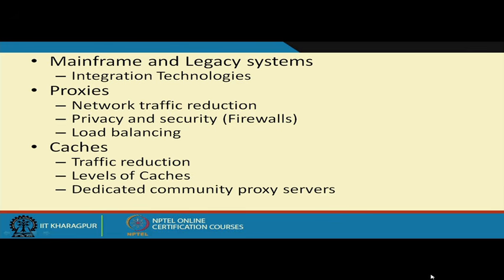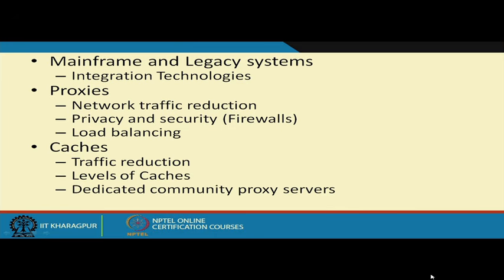Then these proxies also help in privacy and security of the network of the organization, and they can provide firewalls, because all your requests will be going through only a few proxies. Firewalls, which are security mechanisms, can be installed in the proxies itself, so the outgoing and incoming traffic can be filtered. Then, as we have told you, they also help in load balancing.